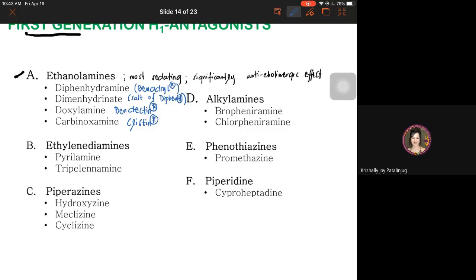Okay? Now, another subclass of first-gen H1 blocker, we have those drugs containing ethylene diamine sa ilahang structure. We have pyrylamine, tripylenamine. Okay? Then we also have piperazines. Okay, piperazines, we have hydroxyzine. Muning Iterax. Familiar mo sa Iterax? Muna siyang marketed under the brand name Iterax.